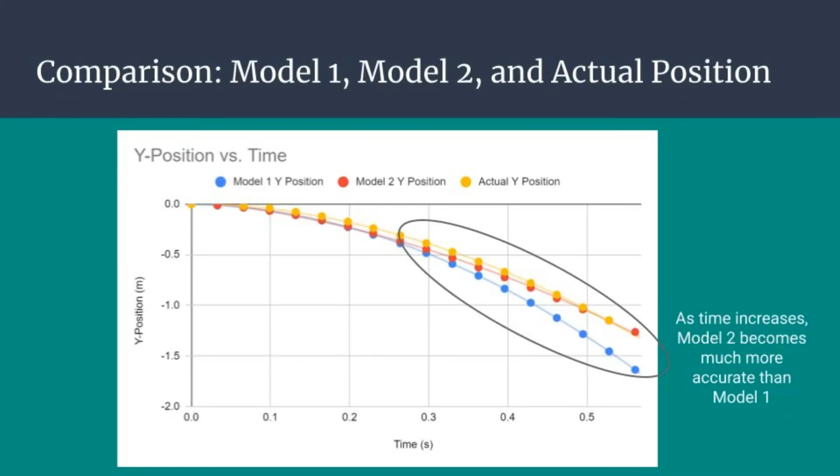This graph shows the position data and trend lines of both models and the actual data from Tracker. The inclusion of the drag force causes the ball to accelerate less in the negative y direction, so the final position vector has a lower magnitude in the second model. You can see that the model that includes both gravity and drag is much more accurate. As Model 1 diverges greatly from the actual motion, Model 2 remains similar to the actual position.